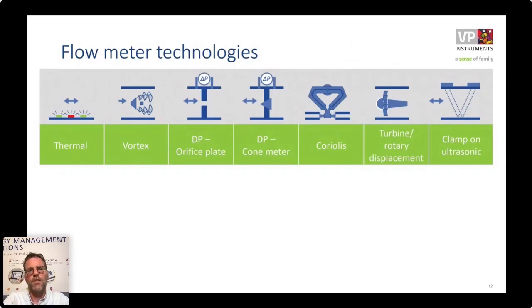Now, there are a lot of technologies available to measure compressed air or technical gas flow. There's thermal, vortex, there's orifice plates or differential pressure-based flow meters, Coriolis, turbine or mechanical rotary displacement meters, and there's clamp-on ultrasound. And in the next few slides, I will show you where you could apply those technologies and where they would be performing at their best, and also some examples of where not to apply these.